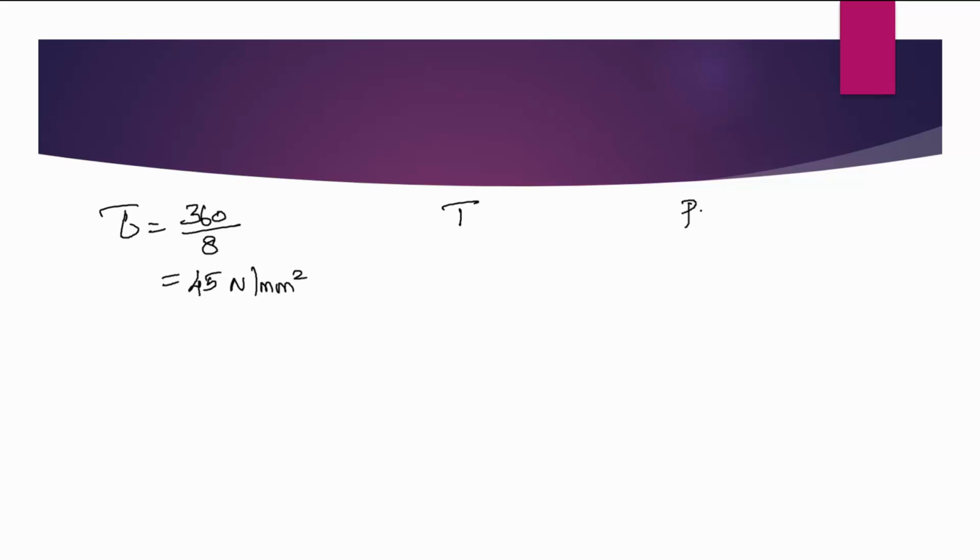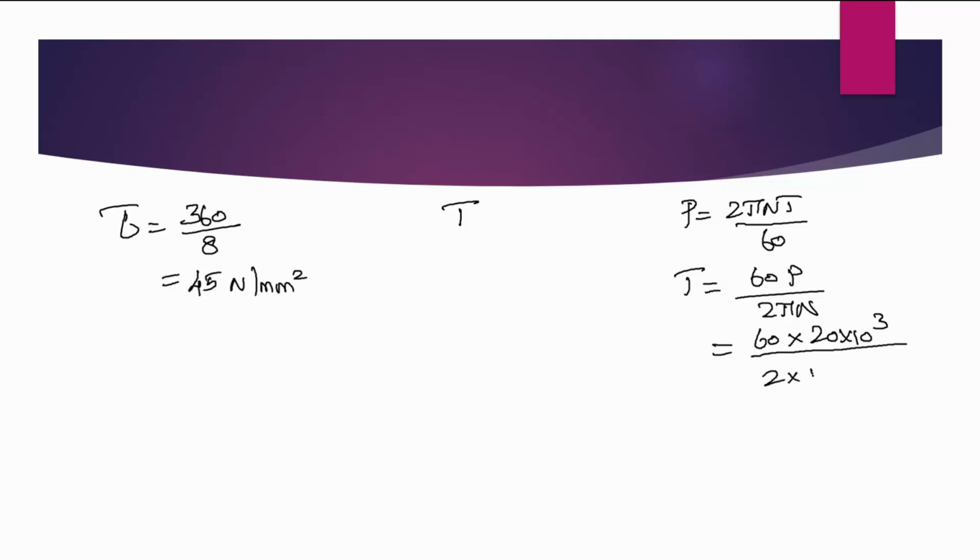We know that the power of the shaft is equal to 2 pi NT by 60. This is the formula for power. From this you can find 60P by 2 pi N is the torque. So 60 into the power, which is 20 kilowatt, so 20 into 10 power 3, divided by 2 into pi into N, which is running at 200 rpm. Simplifying this, you will get the torque in Newton meter. You should be very careful. Here you are getting it in Newton meter, but we will be taking tau in Newton per mm square.